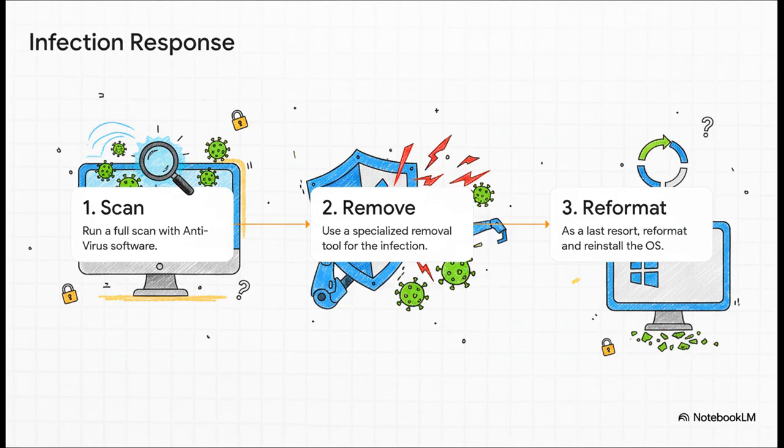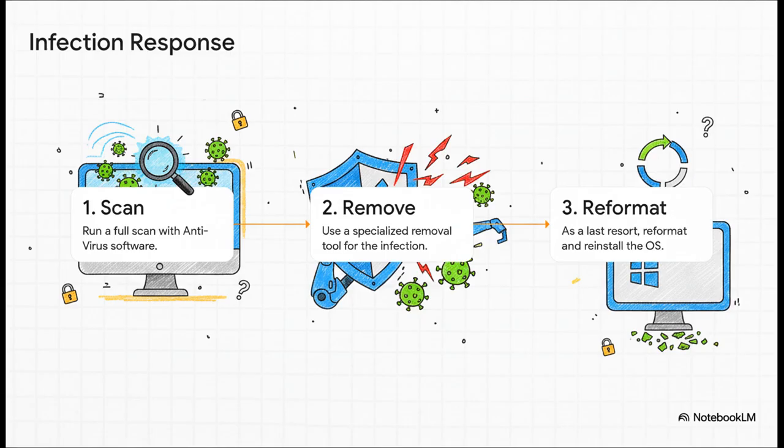Okay, first move, disconnect from the internet immediately. That stops the malware from calling home or spreading further. Then run a deep, full scan with your antivirus software. Now, if that doesn't quite get it, sometimes you need a specialist. That's step 2. Find a dedicated removal tool built specifically for that type of infection. But if it's really dug in deep, the only 100% surefire way to get rid of it is the last resort. You got to back up your critical data, completely wipe your hard drive, and start fresh with a clean install.